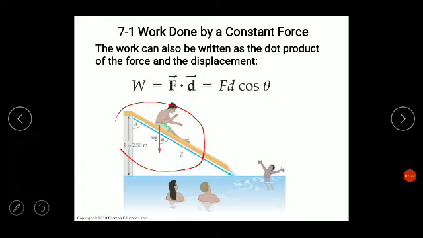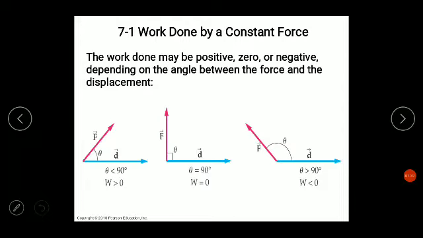So the gravity does a positive work on this person. Okay, so the work done may be positive or negative, or it can be zero. That's what I was telling you a while ago. Whenever the force and the displacement are perpendicular with each other, the work must be zero.